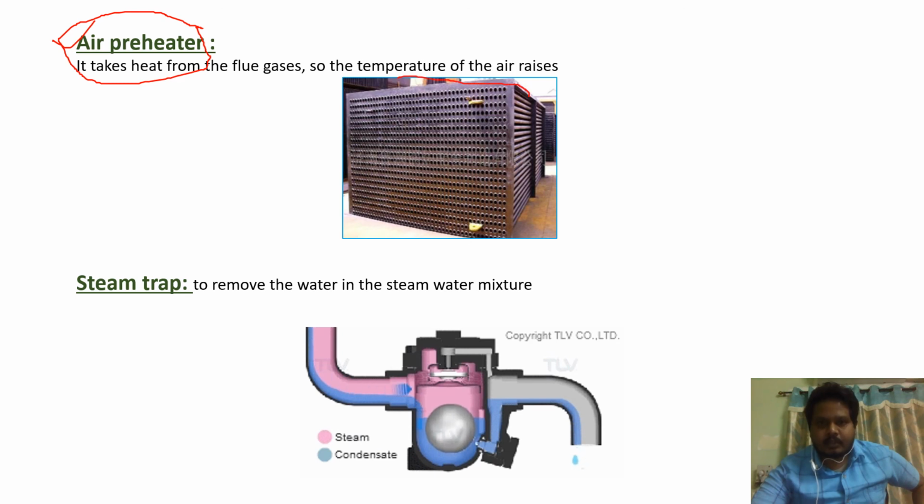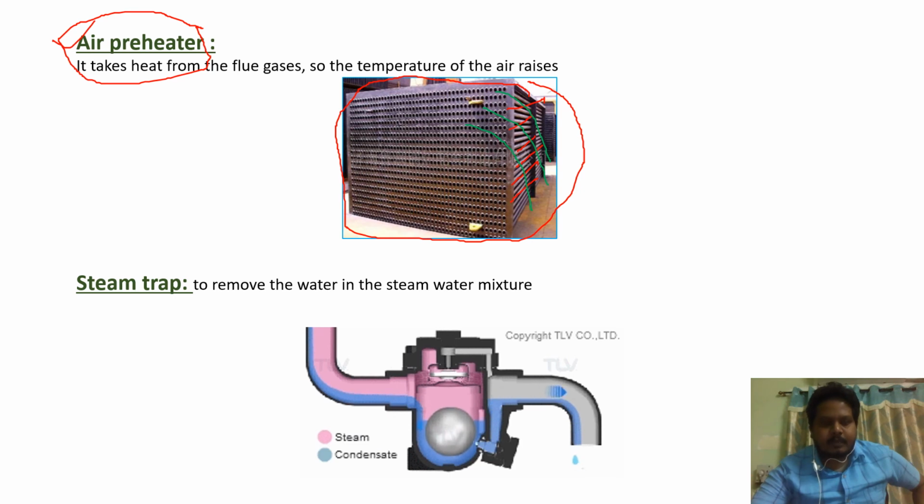So this is the air preheater equipment. Here also it has a number of tubes through which air will flow, and over the tubes the hot gases will flow. Okay, when hot gases flow over the tubes, the temperature of the air will be increased and it will be preheated. That preheated air will be sent to the fuel, then combustion takes place. This is the use of the air preheater.